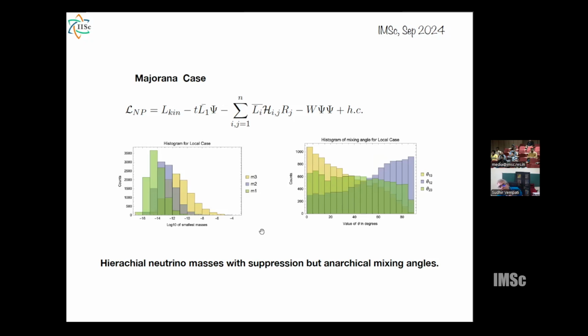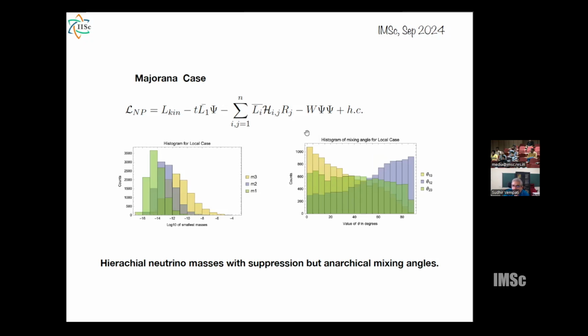Its role is essentially exactly like seesaw. Okay, got it. And there's nothing else. It breaks the lepton number, and this is seesaw. This is Dirac. It's like a right-handed neutrino.